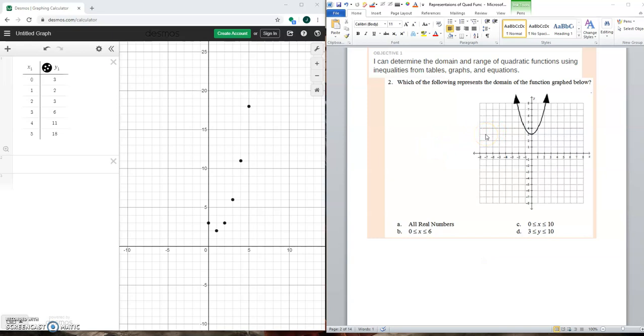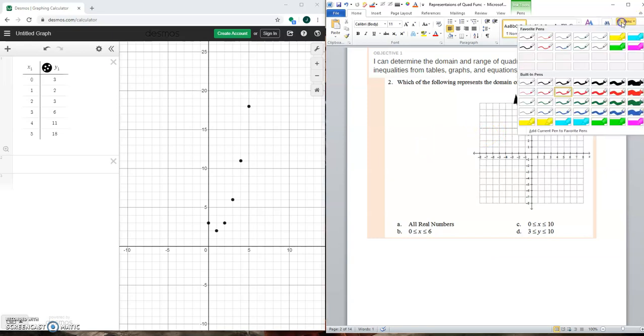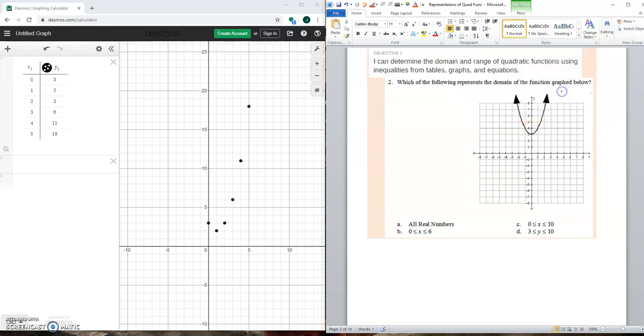Still on objective 1, example number 2. Which of the following represents the domain of the function graphed below? You know that domain are all the x values, and the way to do this is you mark left to right. Once again, if it's range, you mark bottom to top, but this time it is domain, so we're marking left to right. Why are we marking left to right? Because you want those values right there.